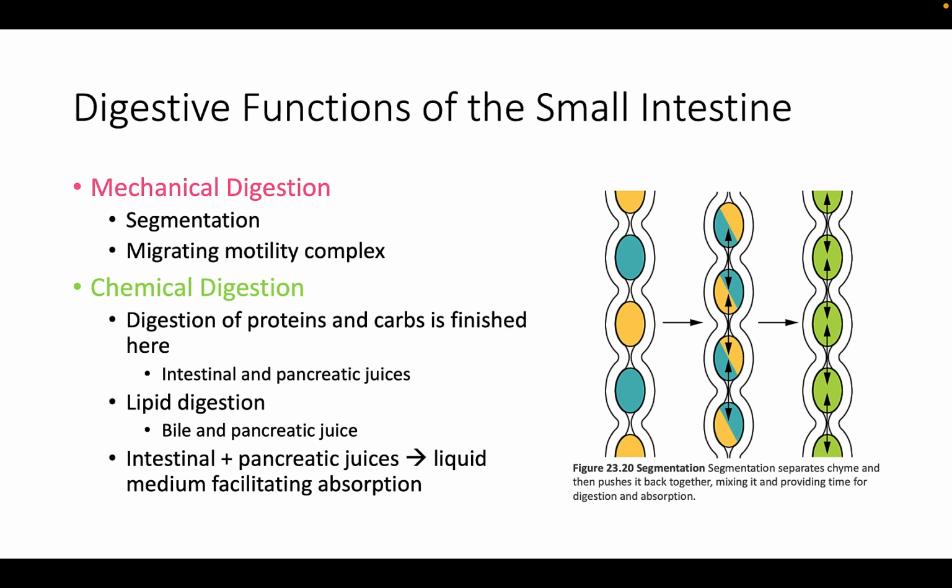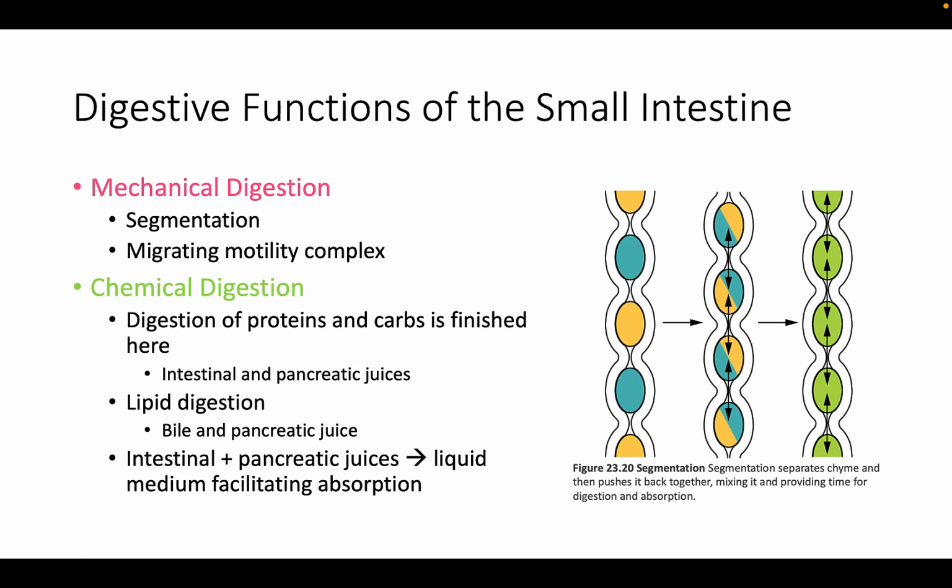These complexes, which start in the duodenum, force chyme through a short section of the small intestine and then stop. The next contraction begins a little bit farther down and then stops again, forcing chyme a bit farther through the small intestine, bit by bit. This takes about 90 to 120 minutes until it finally reaches the ileum.